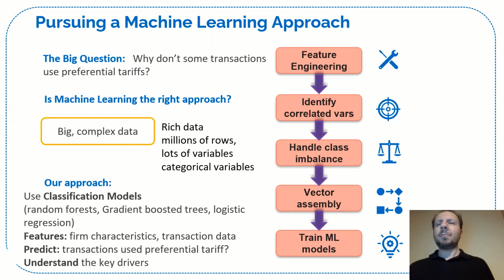So we have several millions of rows in our database and many variables, and we have categorical variables. And when we convert categorical variables to numericals, what happens is that we have even more variables. So since we have big data, it makes a lot of sense to use machine learning. And the question that we're trying to answer here is, why don't some transactions use preferential tariffs?